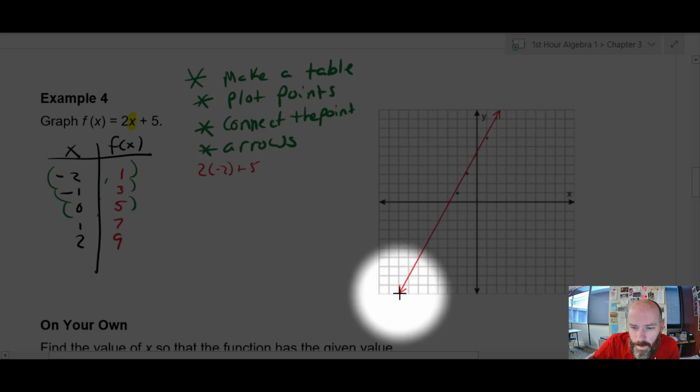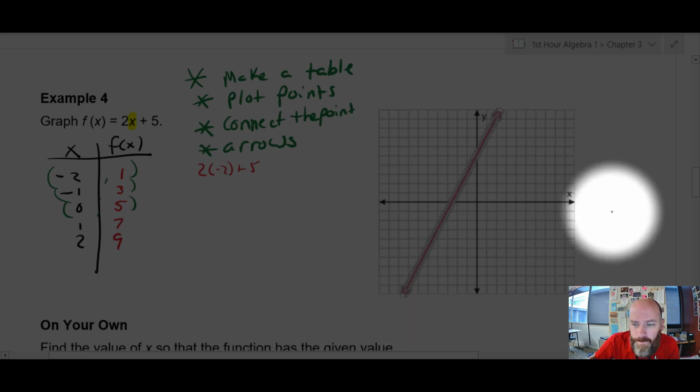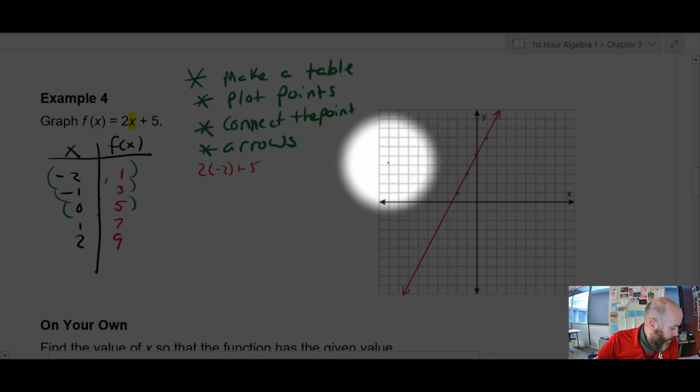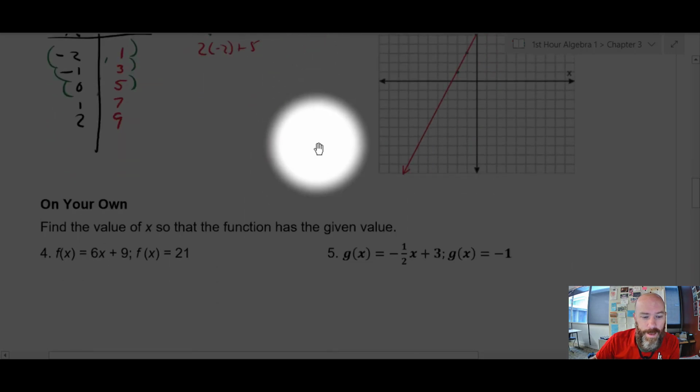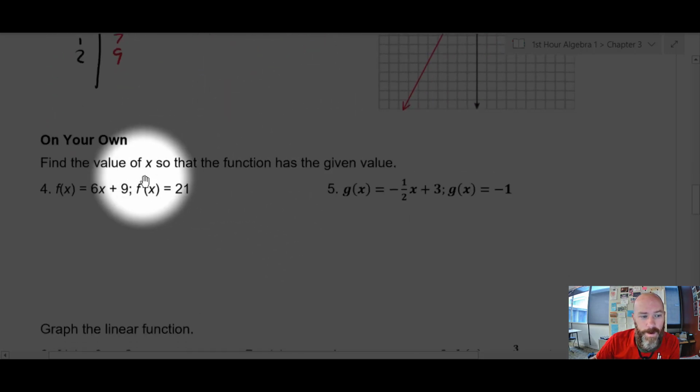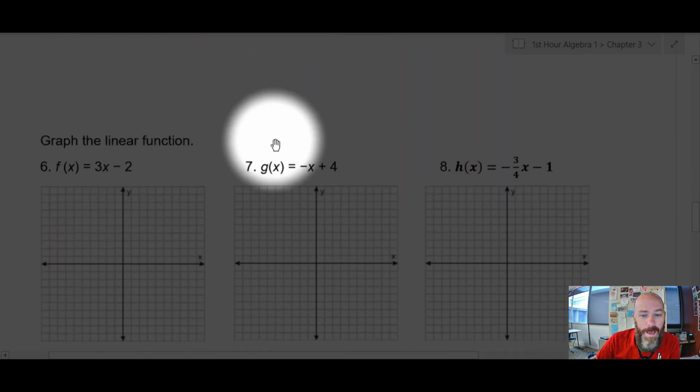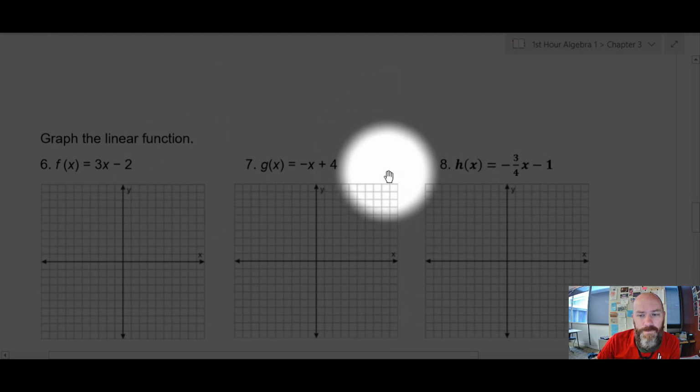So notice I'm going the whole length of the graph, not just one little section, not just where my points are, but the whole length of the graph that I provided, and then I put arrows on the ends. All right, there is an on your own that you can do. Right here, there's number 4 and 5, and then you can do these graphs.